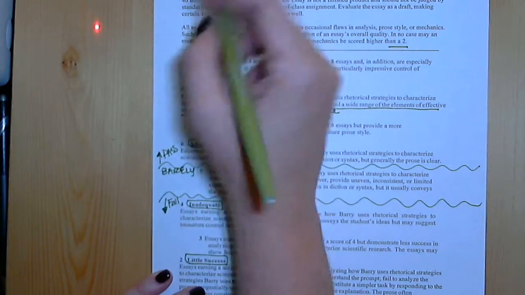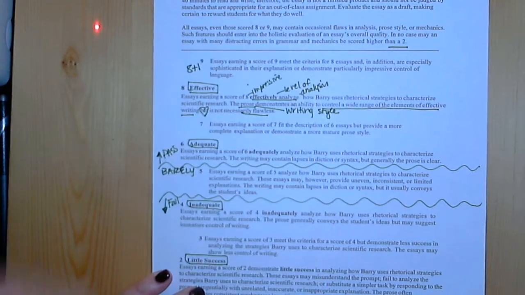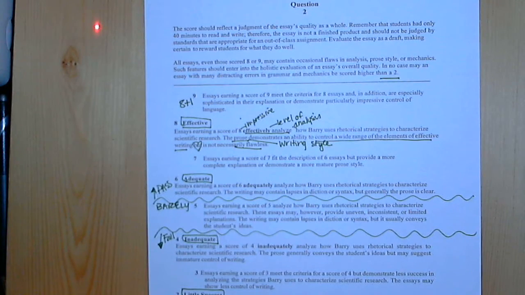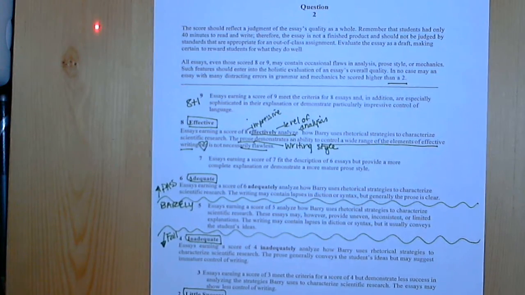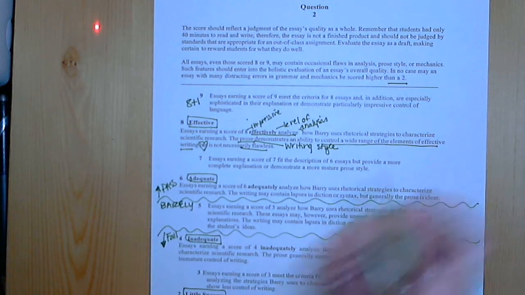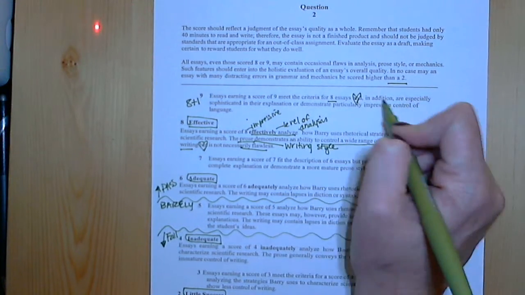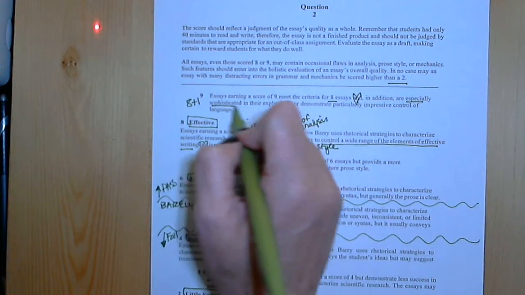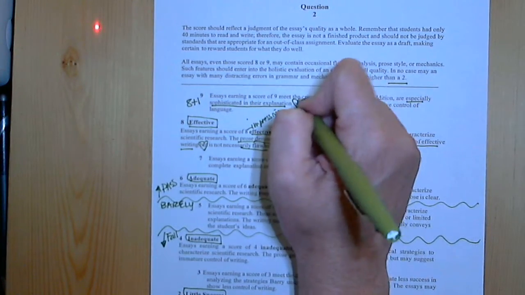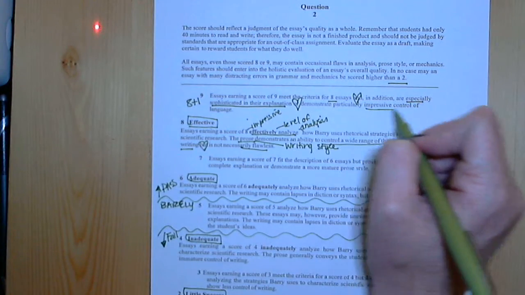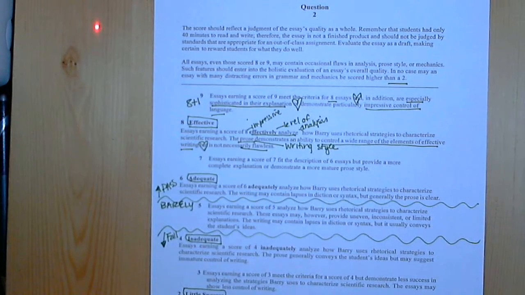So if it's an 8, one better than an 8 is a 9. So really a 9 is just an 8 plus one more thing done well. So notice essays of a 9 meet the criteria for an 8 and in addition are especially sophisticated in their explanation or demonstrate impressive control of language. So notice that the 9 is totally an 8. It says the same thing an 8 does, but it says it better.